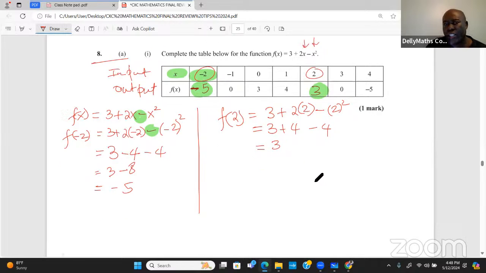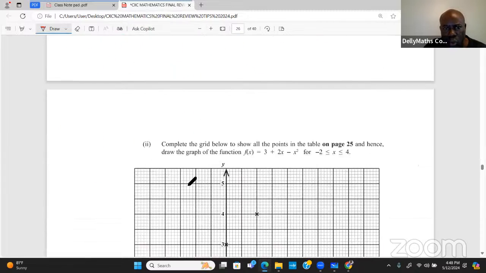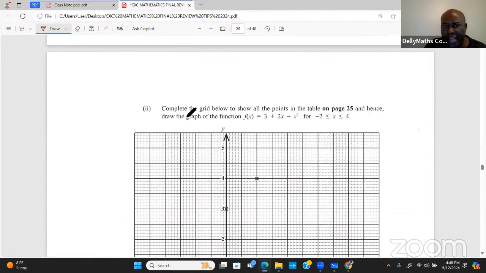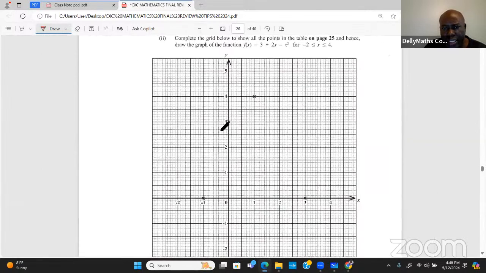We got those values, and now we're going to use them to help us do the second part of the question. So there it is. You would have completed the table. Let us see what it is that they want here. So the question says, complete the grid below by plotting the points. We're going to plot the points that we didn't get.